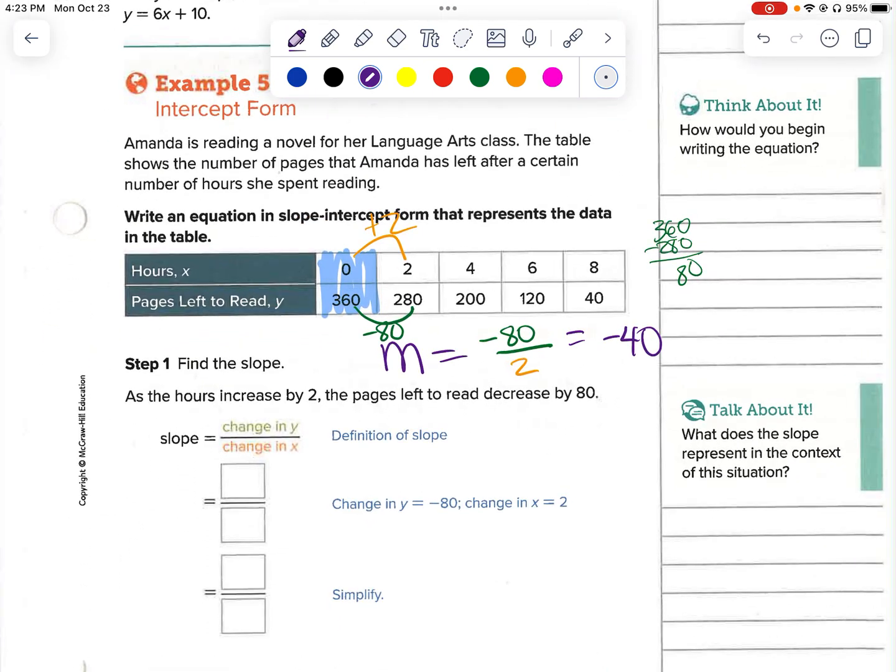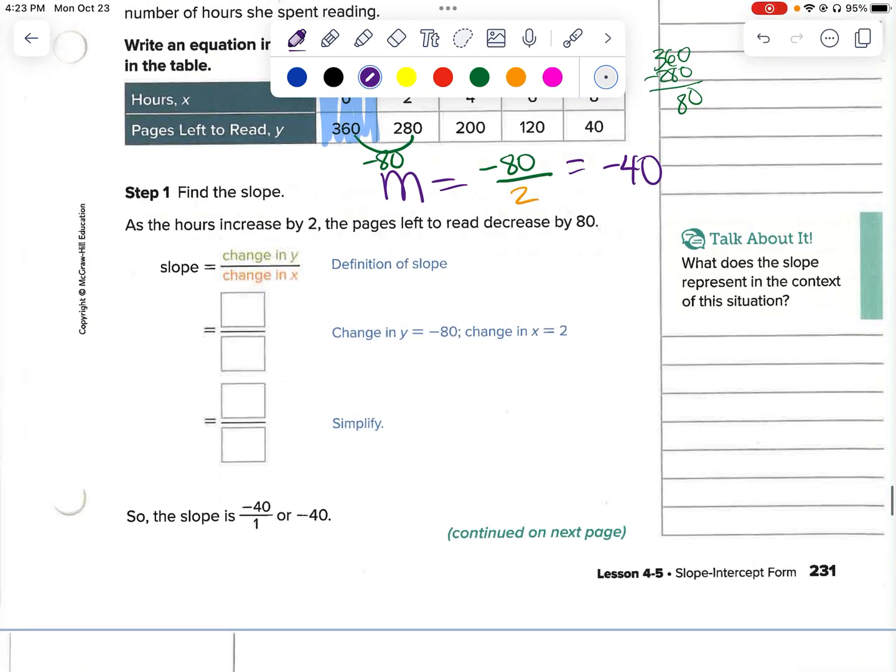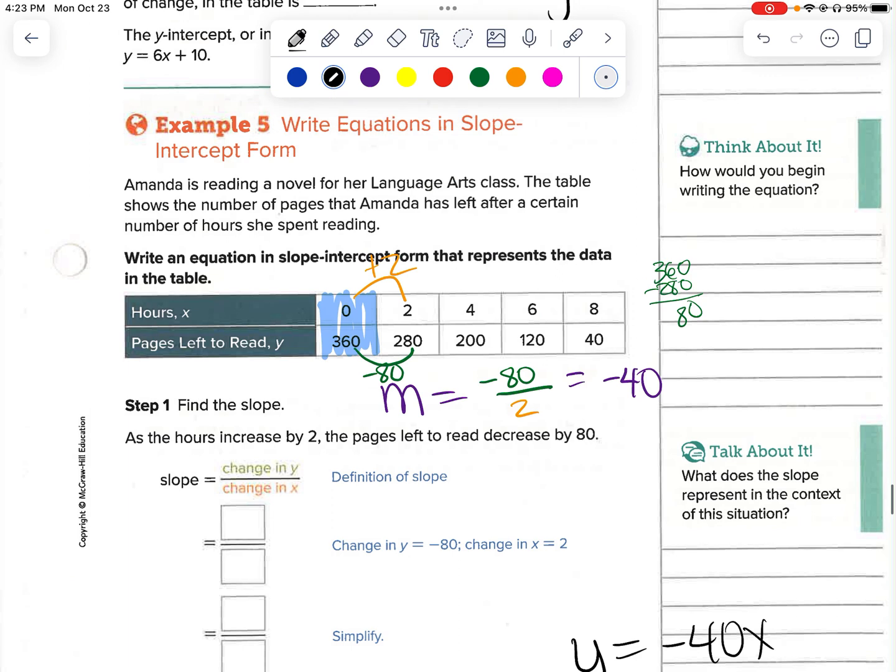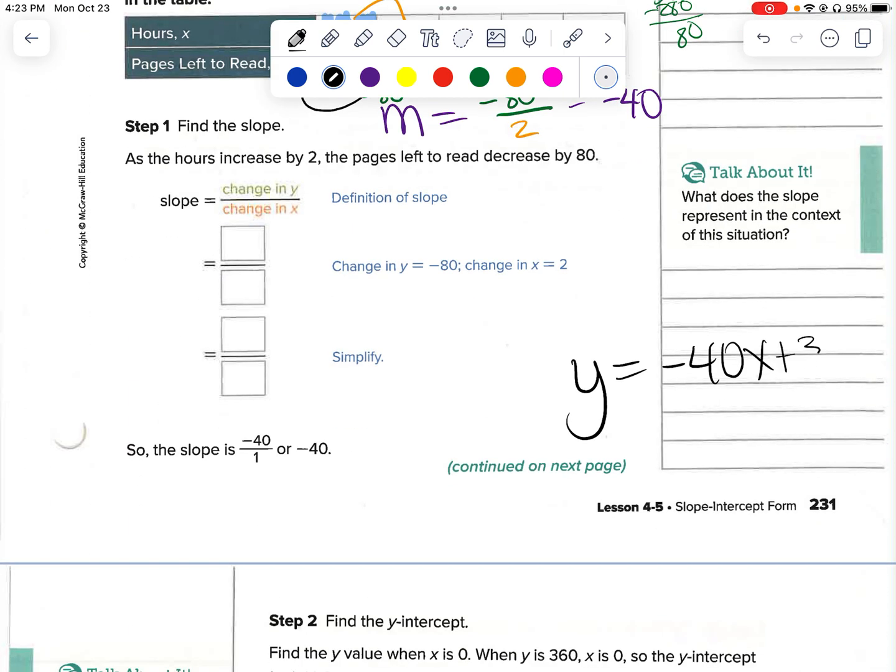40 less pages. Okay, so if I'm going to write an equation, I'm going to do y = -40x. And where did we start with? We started with 360 pages.